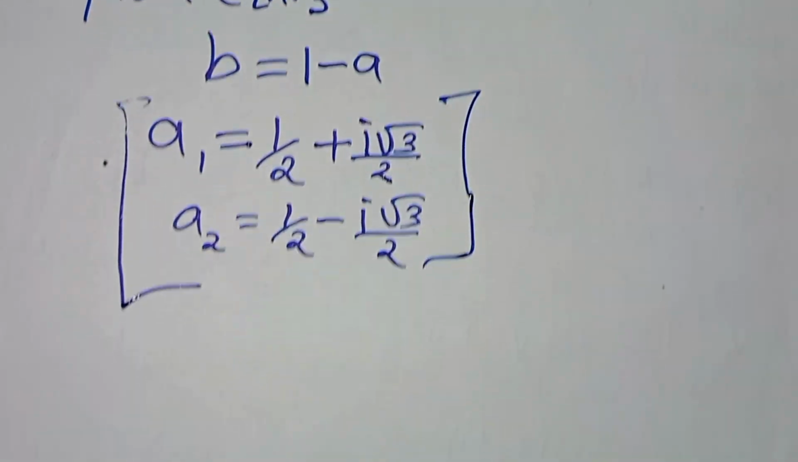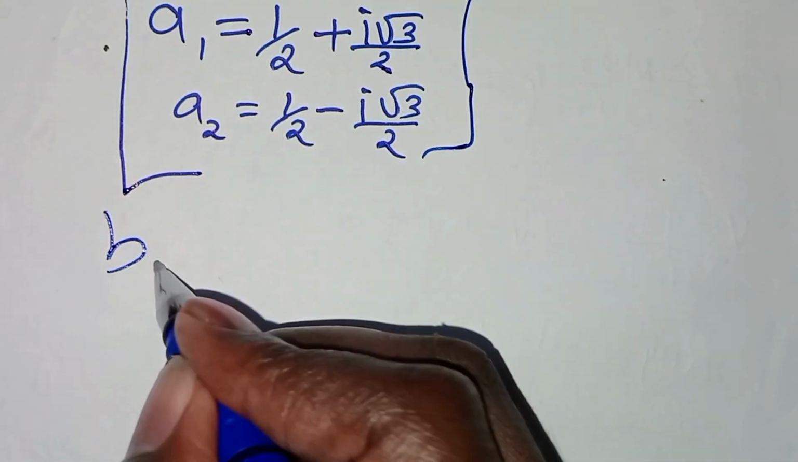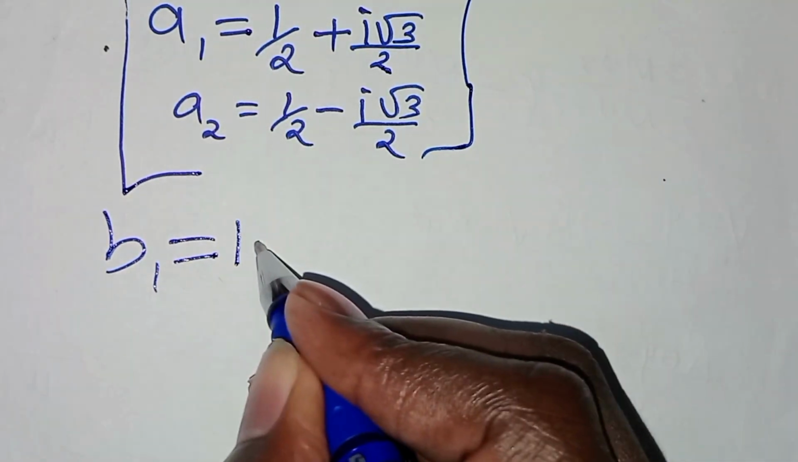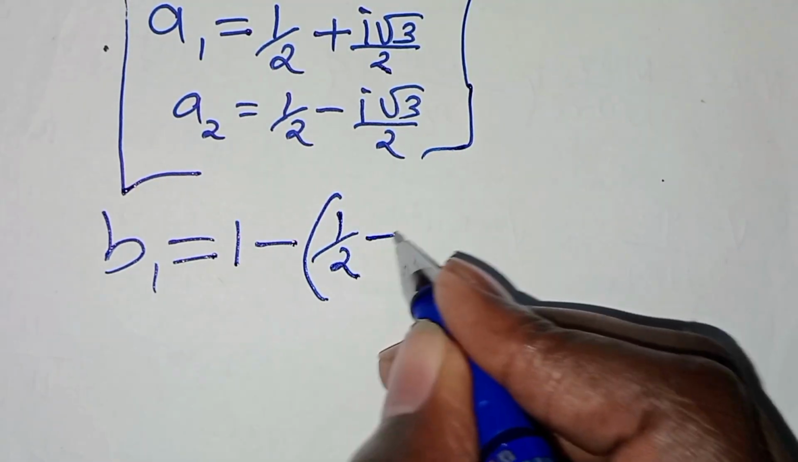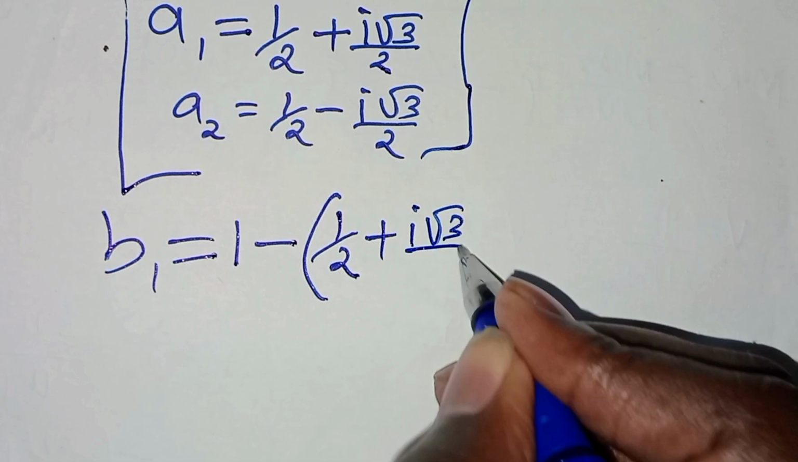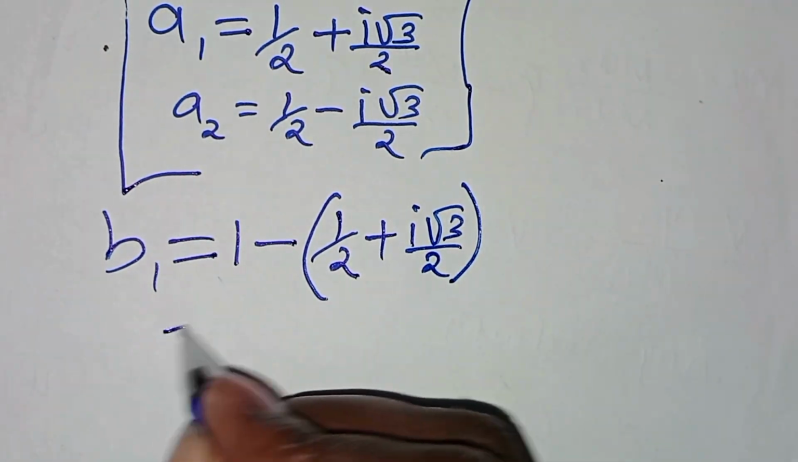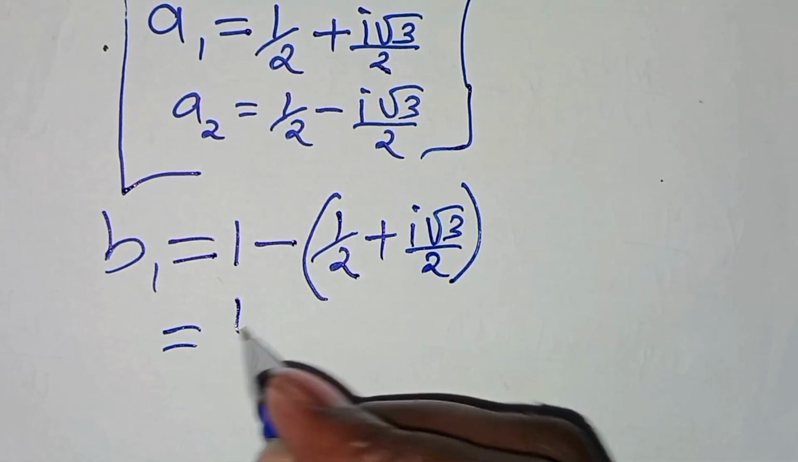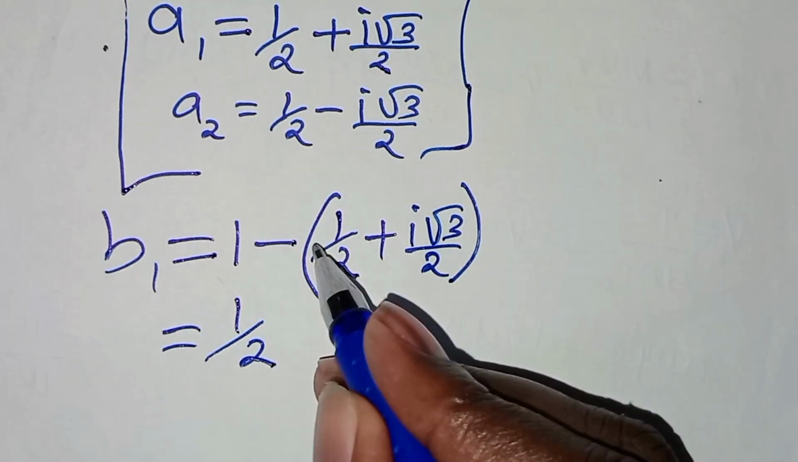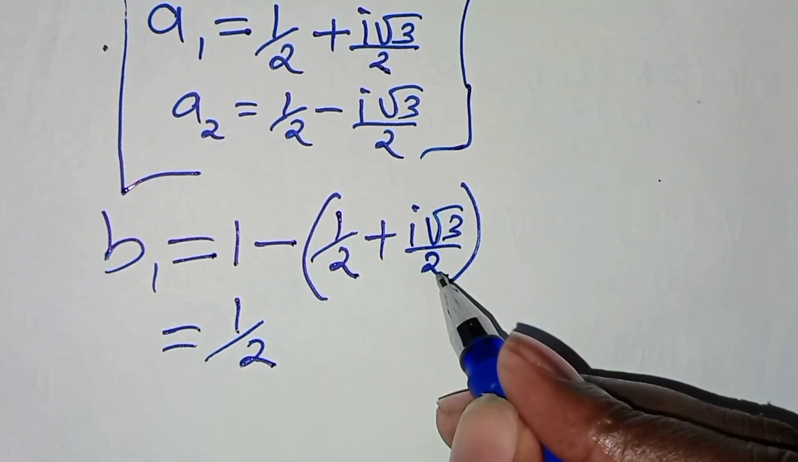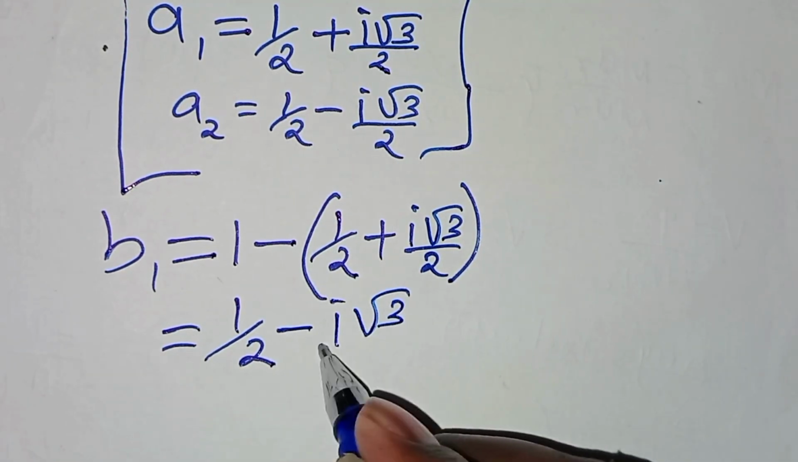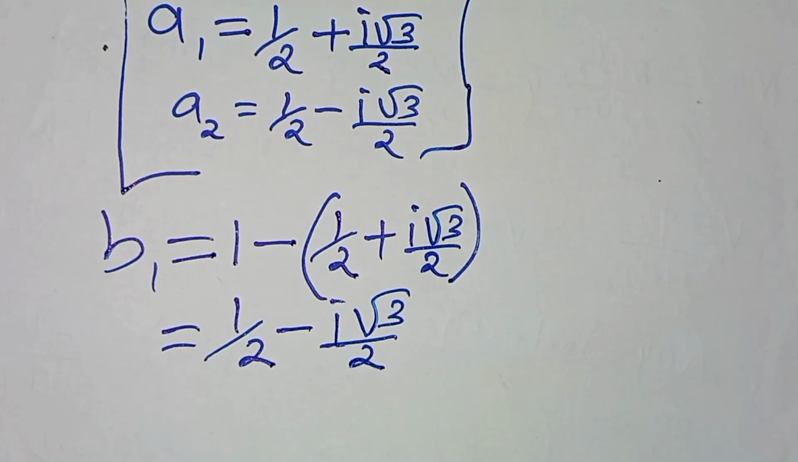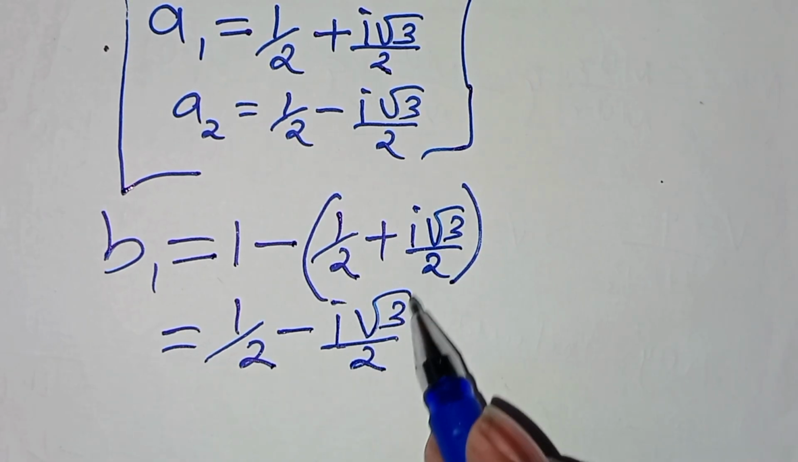So that means let's determine b1. b1 is equal to 1 subtract a1. a1 is equal to half plus i square root of 3 divided by 2. So that means that b1 is 1 minus a half, which is a half. Okay, this is negative times plus i square root of 3 divided by 2, and this is the same thing as negative i square root of 3 divided by 2. So that means that b1 is equal to half minus i square root of 3 divided by 2.